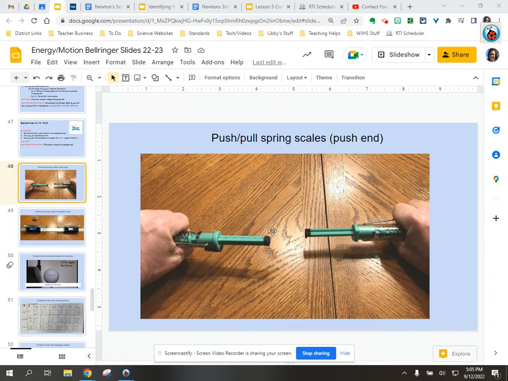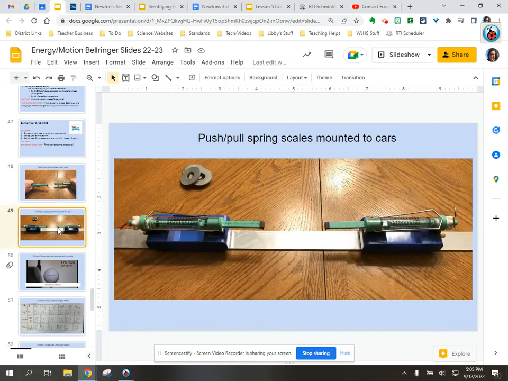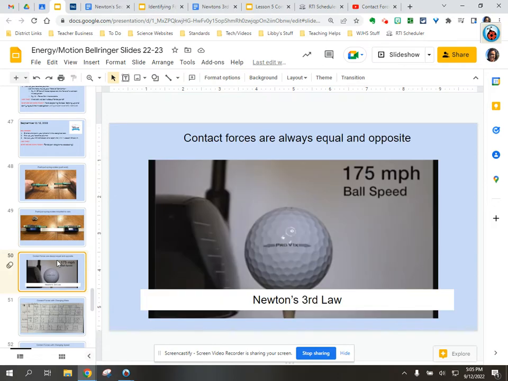We've been using push pull scales for the past week or so to study contact forces, when forces are in contact with each other, whether they are pushing or pulling. We mounted the push pull springs to cars and created collisions with different speeds and masses. And we found that the contact forces are always equal and opposite.